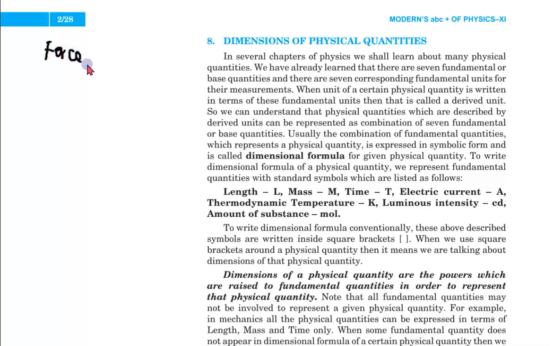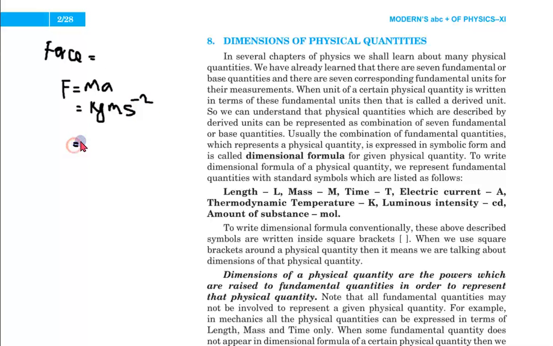Just saying force does not make clear what physical quantities are really involved in that force. So force is, from Newton's second law, as we already studied in class 10 or 9, mass into acceleration. Mass has unit kg. Acceleration is meter per second square. So from mass into acceleration, I simplified into kg meter per second square.